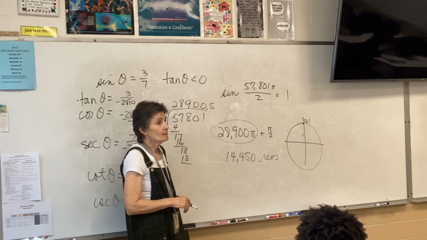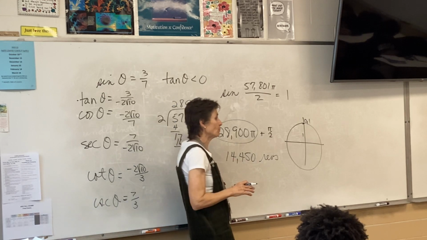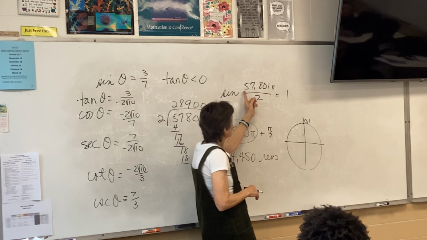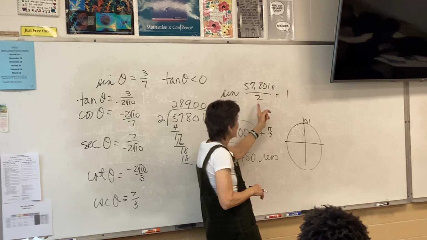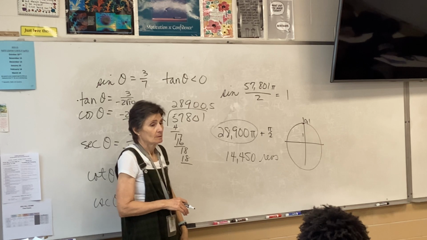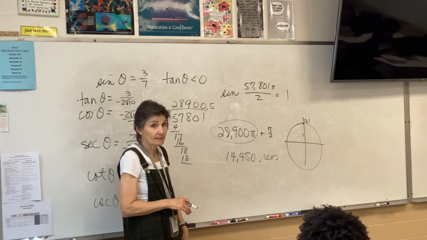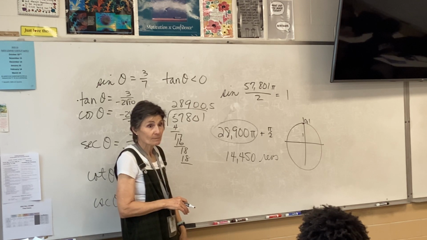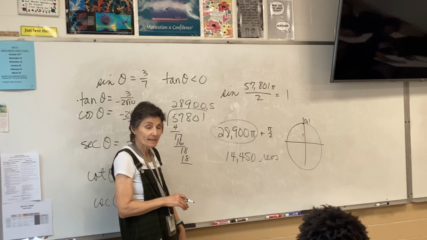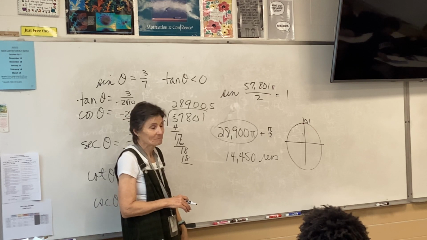Right? Now, just for fun, let's do what Leah was doing. Go ahead and change this into degrees and do 57,801 times 180 divided by 2. That's a big angle, isn't it? How many degrees is that? The same number, but then you get 0.25, so that'd be a fourth of 360, which is 90. Exactly.